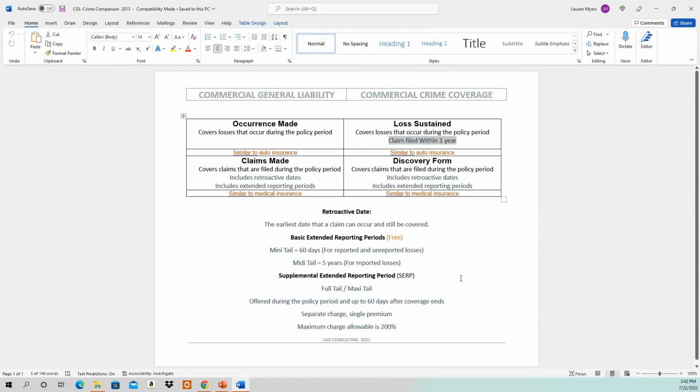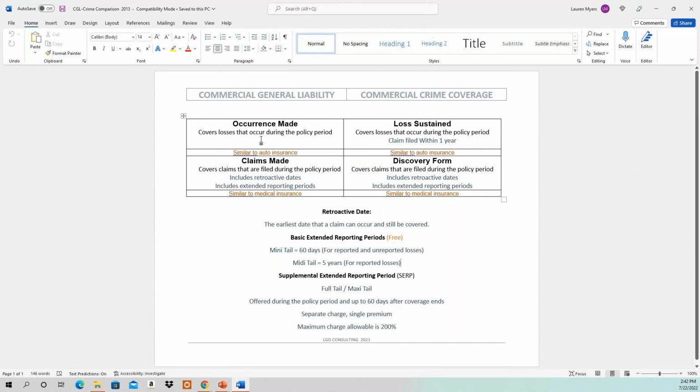Okay. If you're logged into my site, if you scroll down, I do have a webinar where I dive a little more deeper into this. But I have occurrence made coverage. It's similar to auto insurance. The policy that's in effect when the loss occurs pays for it, even though you filed a claim later on. Okay, that's how that works.